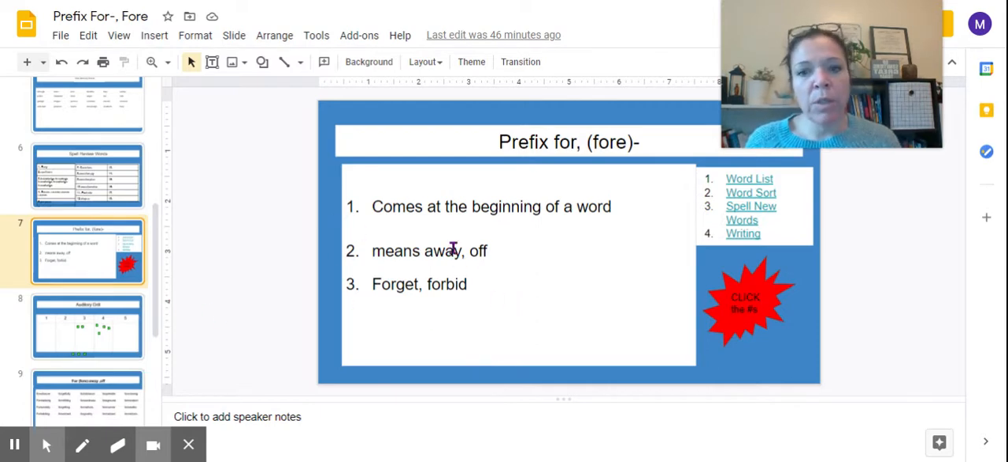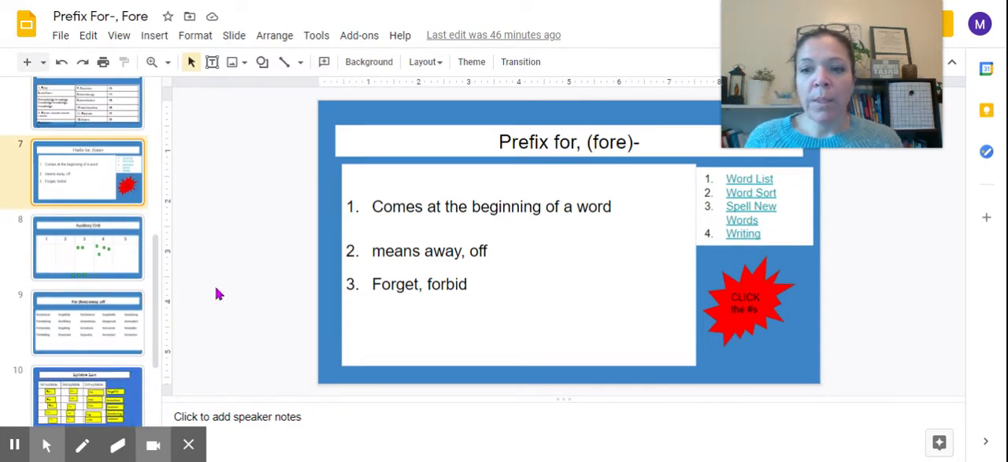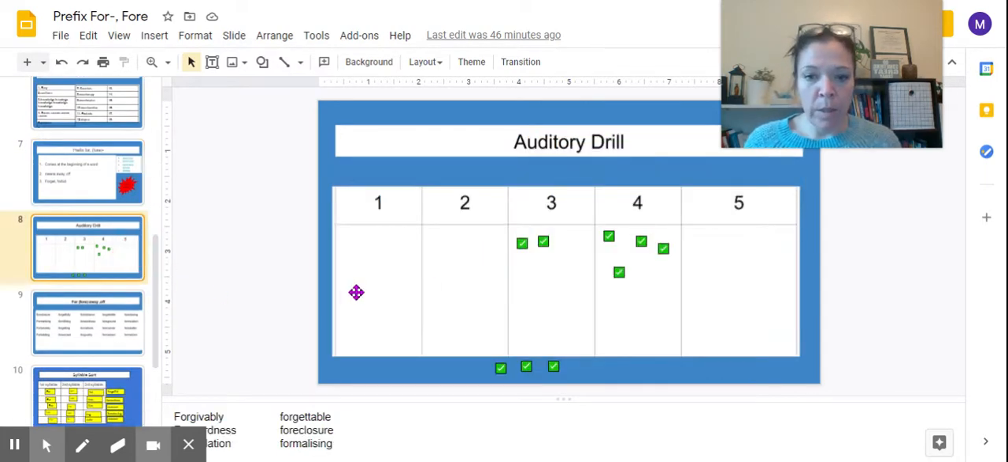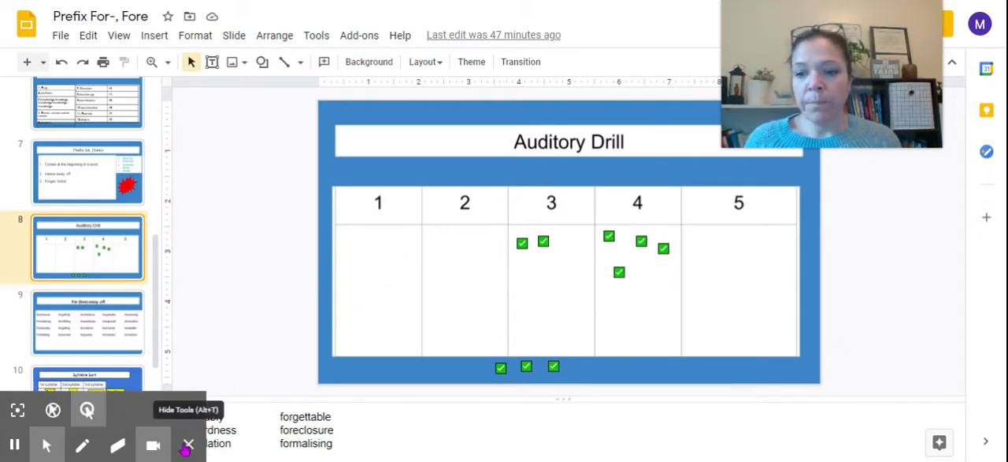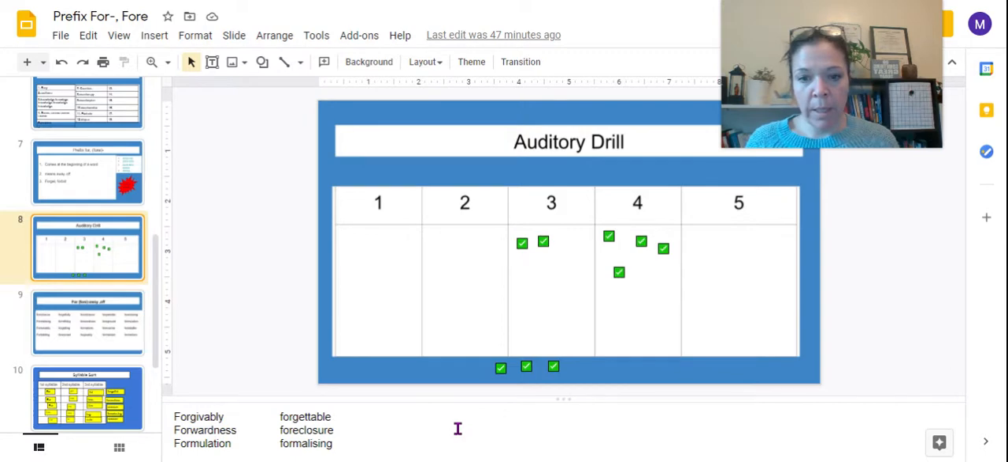So we have a conversation about this, and this slide acts as an anchor so that they can use these key words to remember what the meaning is when they look at new words. The second one is an auditory drill. So I read him these words, forgivably, and he has to identify how many syllables each word has and put a little check mark in the box according to how many syllables they have.